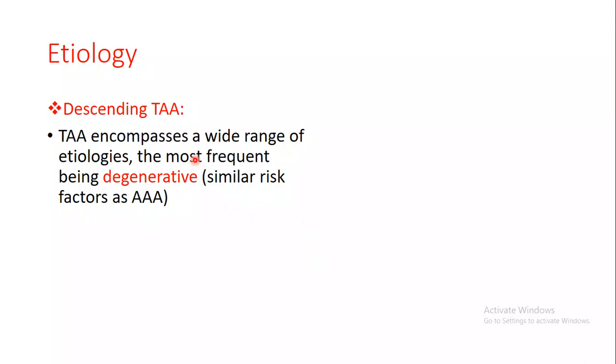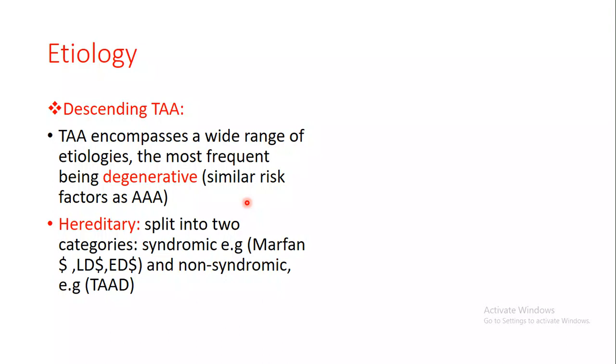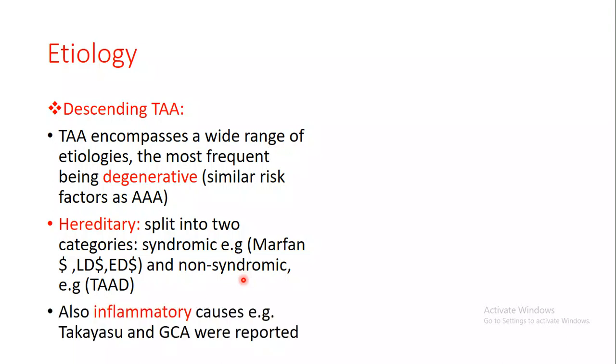Regarding the etiology of thoracic aortic aneurysm, it has a variety of causes, but the degenerative cause is the most common one, which shares the same risk factors as atherosclerosis like aging, male gender, smoking, and hypertension. Other causes are hereditary, which are divided into two main categories: syndromic like Marfan and Ehlers-Danlos, and non-syndromic thoracic aneurysm and dissection syndrome. But actually hereditary causes predominate in the aortic root rather than the descending thoracic aorta. Other less common causes are inflammatory causes like Takayasu and giant cell arteritis.